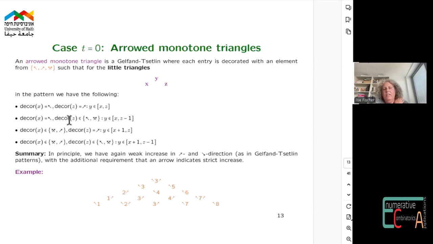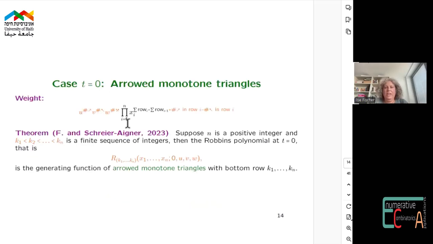But if the decoration of z is actually pointing towards the y, then the y must not be equal to the z. So this is where we require a strict increase. So the arrows really tell you that you have to have a strict increase at that point. So that's arrowed monotone triangles. And then I also have to introduce a weight.